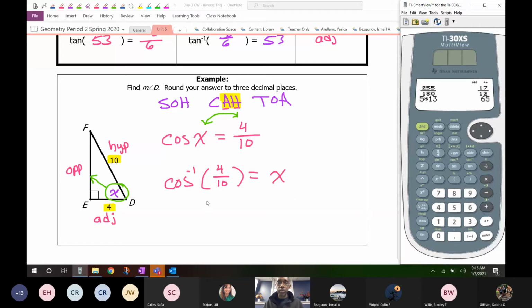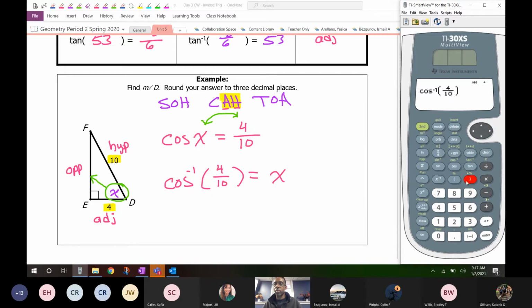Okay, so on your calculator, you see the cosine button, but above that it says cosine with a little -1. Well, guess what? That is inverse cosine. So we want to do the inverse cosine of 4 over 10. To get to the stuff above the button, you have to hit the second button first. So I hit second cosine. So that's inverse cosine. And now I do 4 over 10.